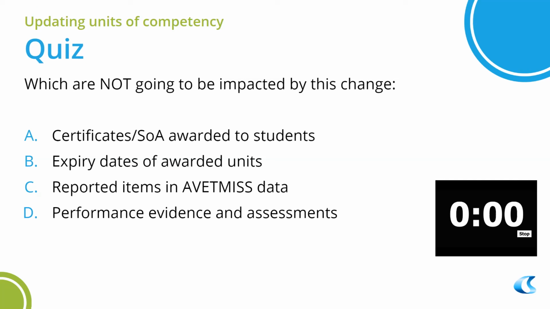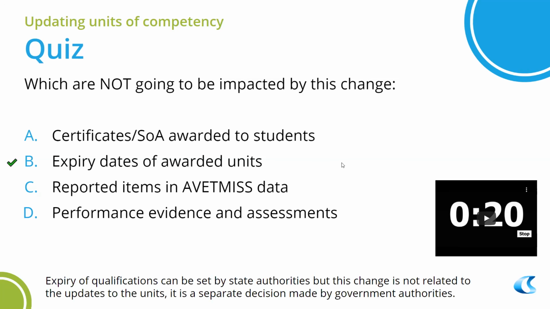Well, certificates are impacted because the units are going to change. The certificates are different. Everything's different in the system because it's a different code. So it must be expiry dates. They pretty much haven't changed. Performance, evidence, and assessment. Yeah, that's right, it's not, is it? Okay, but I believe I'm right about that.